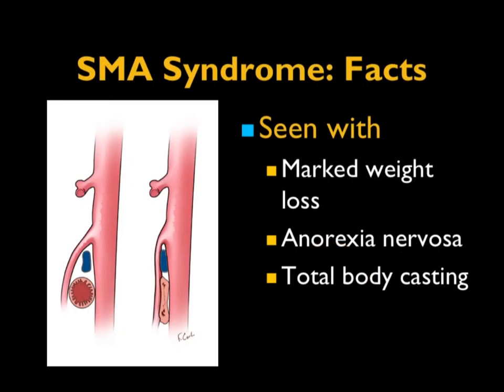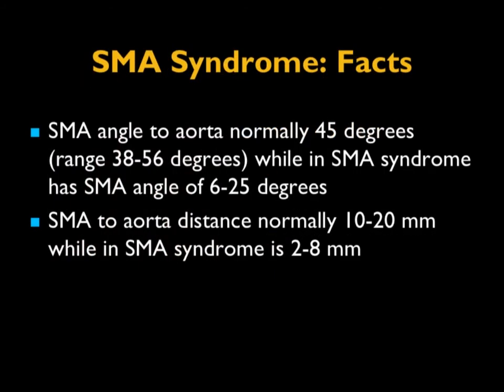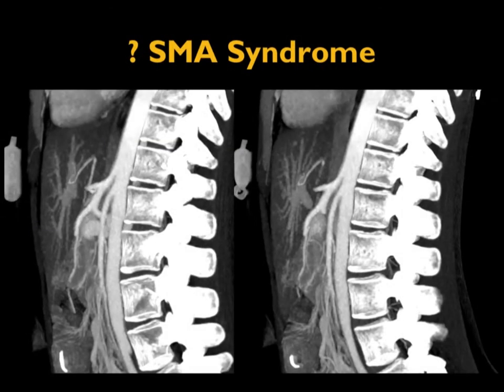SMA syndrome, we talk about that with weight loss, anorexia nervosa, unexplained abdominal pain. We know that the angle of SMA to aorta is decreased. You get compression of the duodenum, you get compression of the renal vein, which gives you nutcracker syndrome. The distance to the aorta is decreased, but the angle is typically under 10 degrees. Beautiful example on the sagittal view. So sagittal views, particularly with MIP or volume rendering, work very nicely.